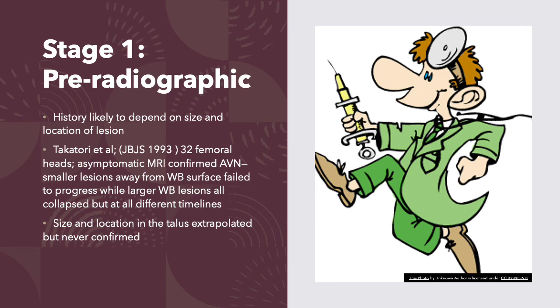On to stage 1, which are the pre-radiographic lesions. The history of these lesions likely depends on the size and the location of the lesion. Takatori, in JBJS in 1993, published a study where they followed 32 femoral heads with MRI-confirmed AVN. These patients were asymptomatic, and over time, smaller lesions away from the weight-bearing surface failed to progress, while most of the larger weight-bearing lesions collapsed. But of these, they collapsed at different times.